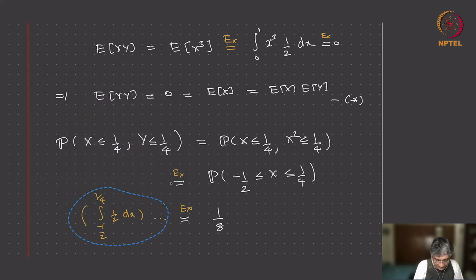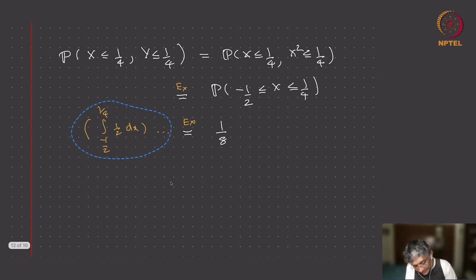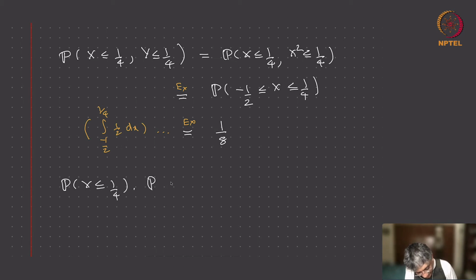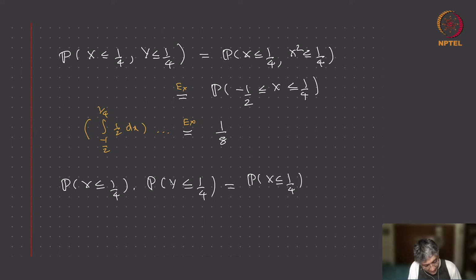Very nice. Now at the same time, you go look at the other one. Look at the probability X less than or equal to a quarter times the probability Y less than or equal to a quarter. Right. Now that's the same as what? Like above, the probability X less than or equal to a quarter, and the probability Y less than or equal to a quarter, which is the same as X squared less than or equal to a quarter. That's the same as minus 1/2 less than X less than a quarter.